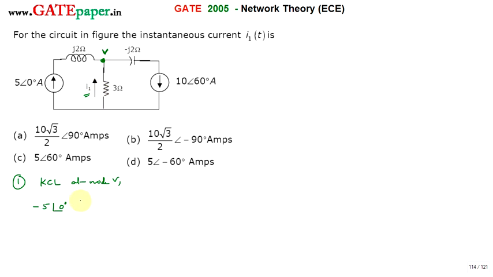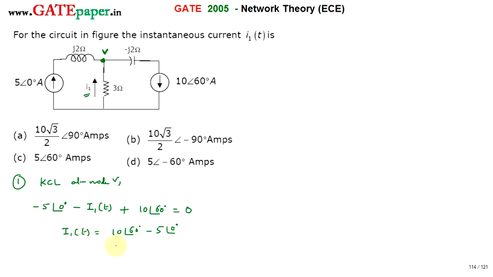And I1 is also incoming, so this is negative I1 of t. Next, the current flowing through this branch is going outwards, so that is plus 10 of 60 degrees, equal to 0. So finally we can write I1 of t is equal to 10 of 60 degrees minus 5 of 0 degrees.